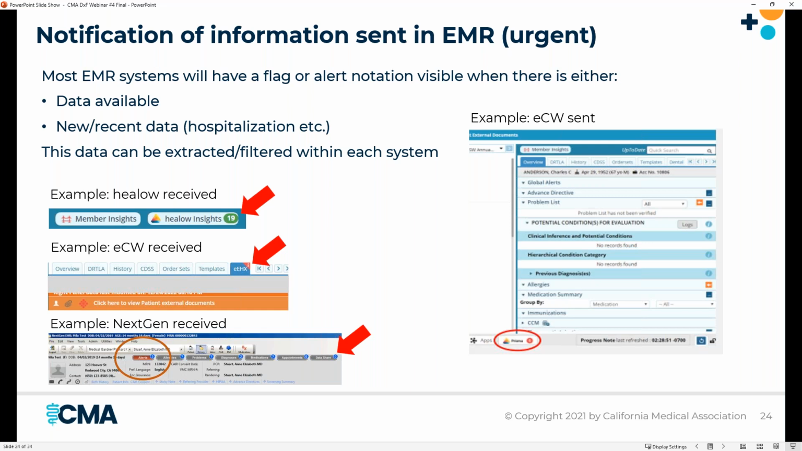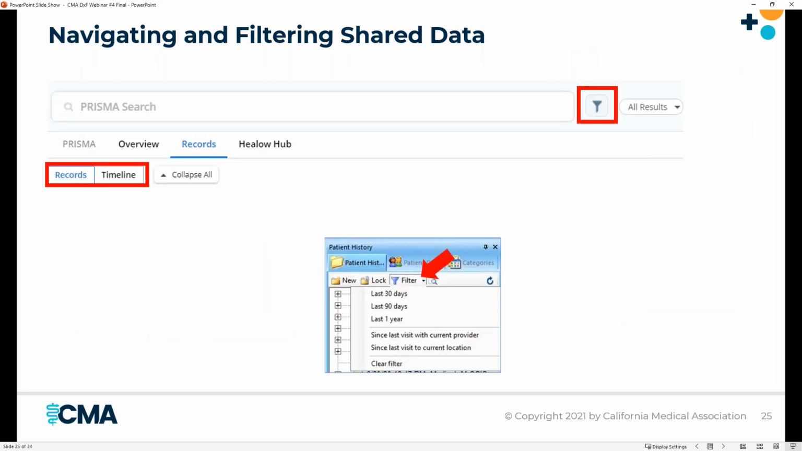The next slide will show you too that, like I discussed before, when I'm in Prisma, I can choose how I search for something. I can go to a particular record timeline. I can look in Prisma for a provider. In NextGen, I could filter within the last 30 or 90 days or search with a current type of provider. So there's always ways to filter. Each system does it a little different. I'd love to say I know all the systems. I don't, but they all have that capability.